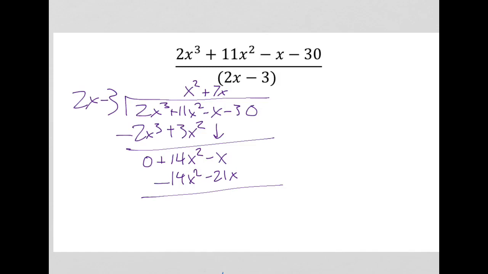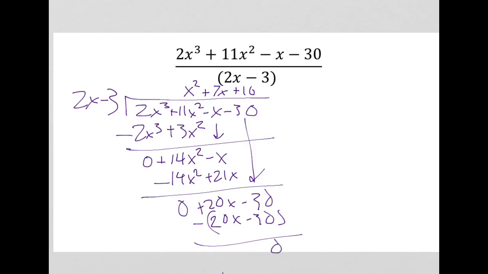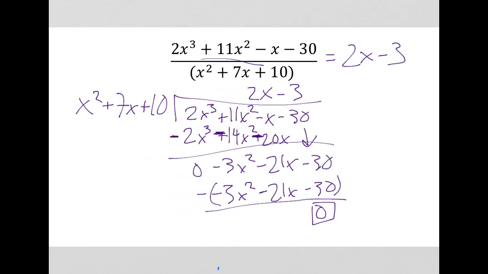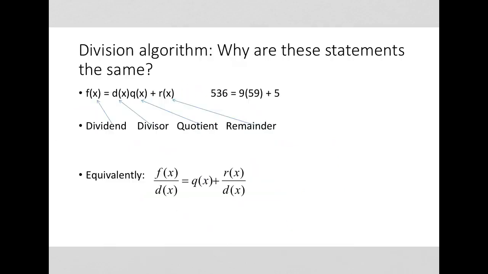Well, 14x squared minus 14x squared is 0. Negative x minus negative 21x is negative x plus 21x, which is a positive 20x. And drop that negative 30 down. And finally, how many times does 2x go into 20x? Well, it goes in 10 times. And I'm going to get 20x minus 30 again. They're identical, so my remainder is going to be 0. And the quotient is x squared plus 7x plus 10. Oh, hey now, look, we didn't make any mistakes. Awesome. Well, that was a lot.